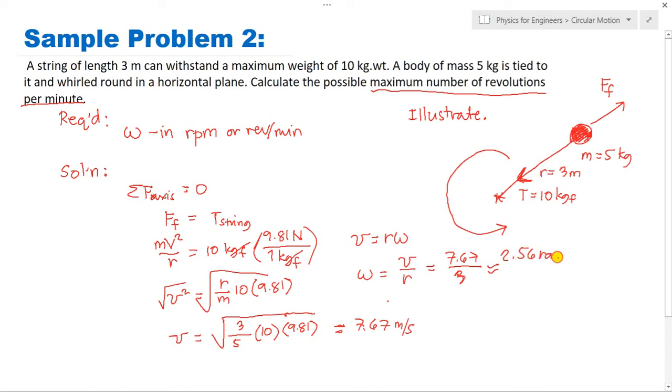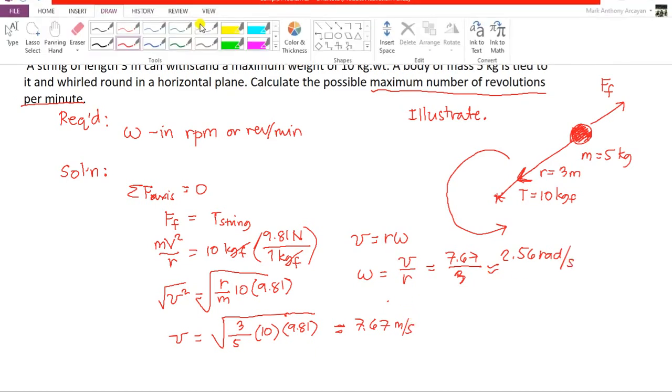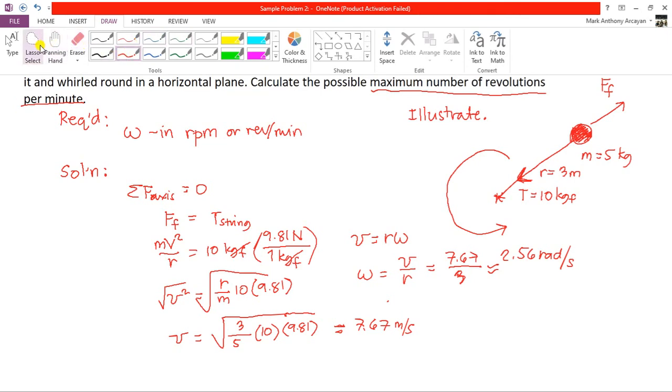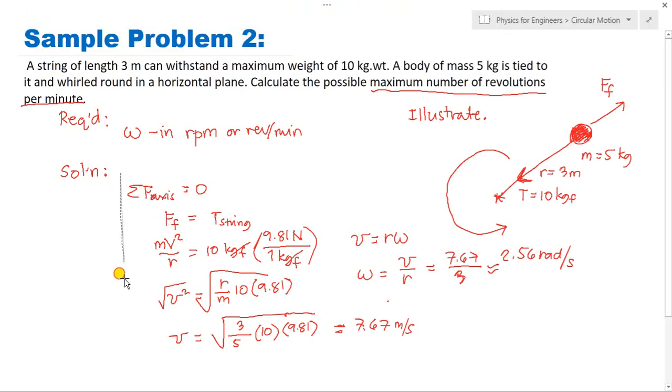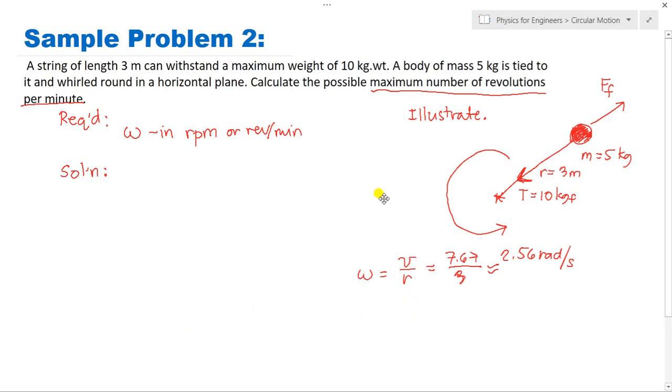radian per second. Why second? Because our velocity here is in seconds. Since what is being asked is in revolutions per minute, we need to convert that. So let's convert it. We have 2.56 radian per second.